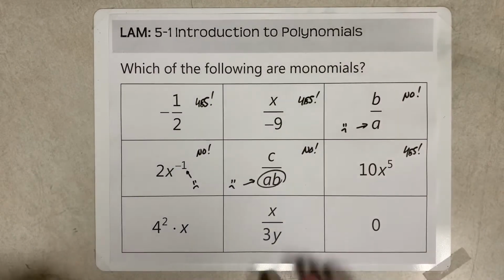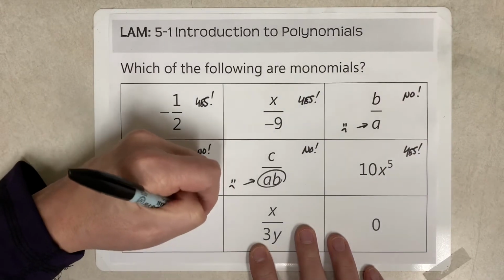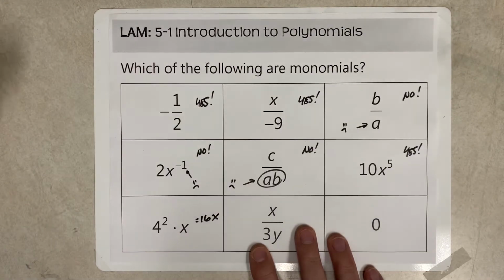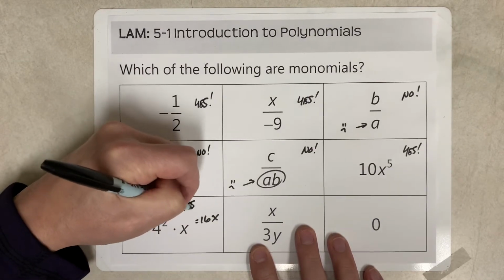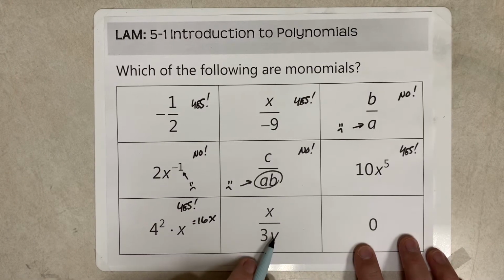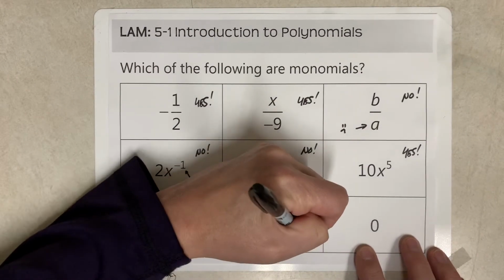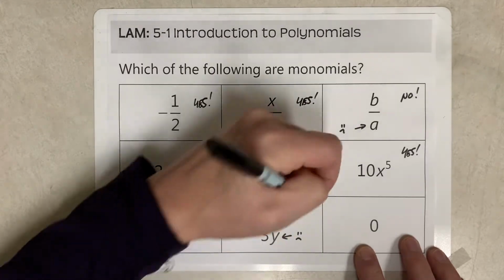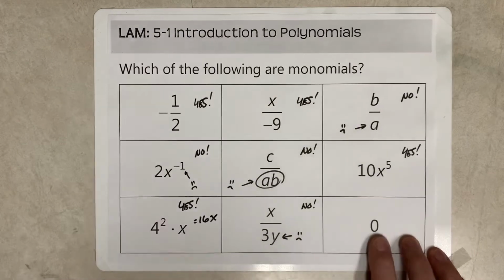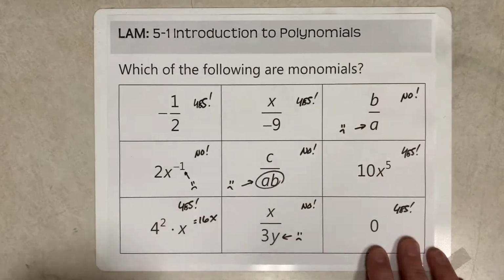That's a monomial. 4 squared times x is really 16x, right? 16x is fine. That's definitely a monomial. x over 3y, the x is fine, the 3 is fine, but not that y right there because you can't have variables in denominators. So that makes it a no. And then 0 by itself is just a constant. So that would be a yes.